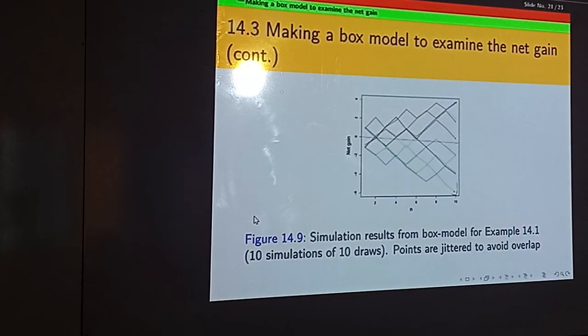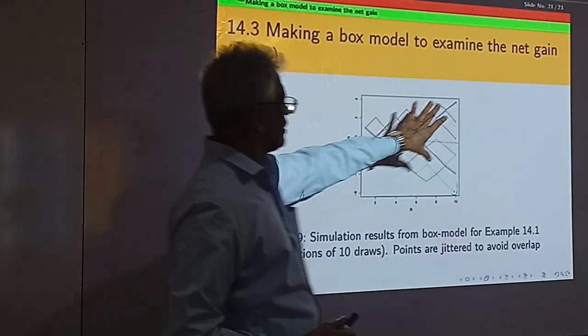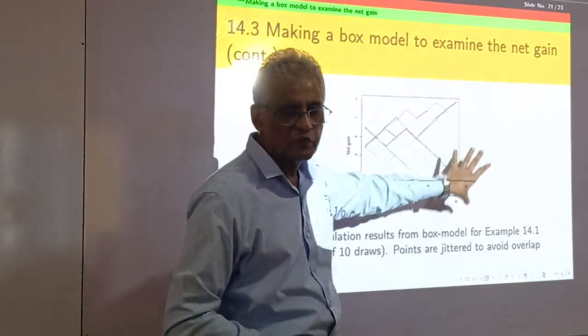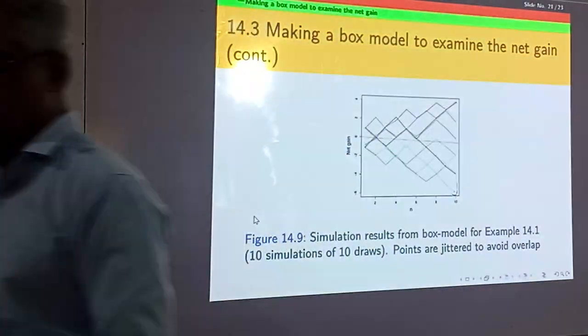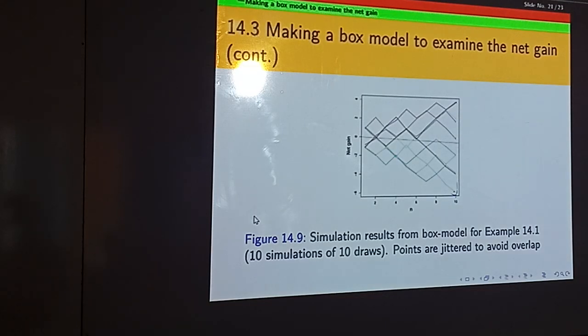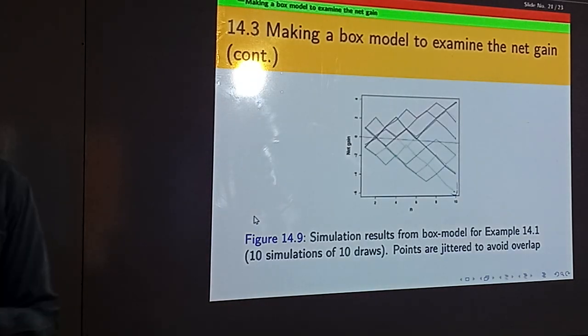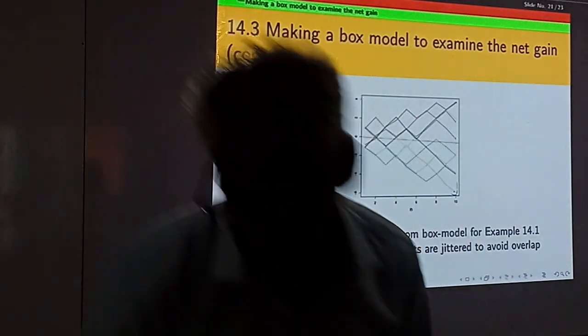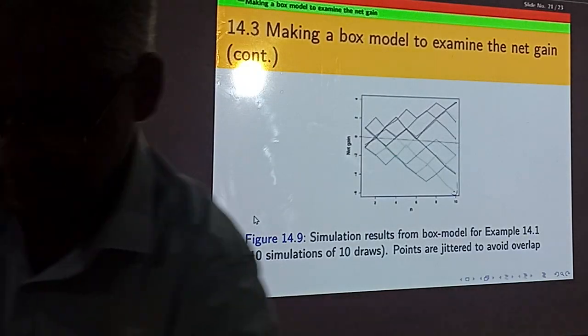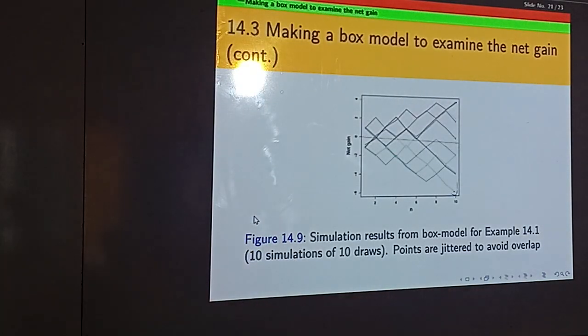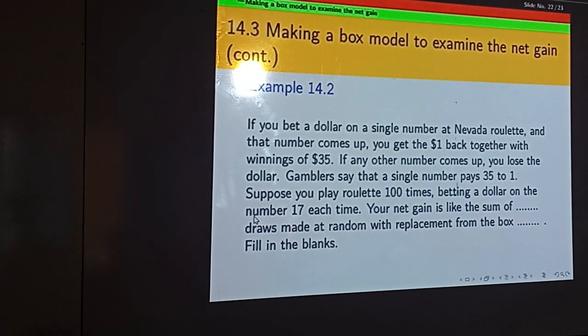So we will later look at how much the variability is. How do you find out the size of this variability of possibilities? You calculate something called the standard error. We are here just looking at the possibilities only. So that is the total gain. You can model it as the sum of n draws from a certain box. So that is another thing that we have to learn. So let's look at one more example.